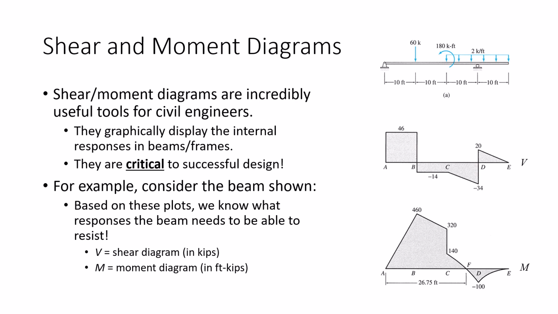The reason they're so important is that they graphically display the internal responses inside of a given beam or a given frame, and you need that in order to design. For example, when we're using sigma equals My over I, the M comes from the moment diagram. If I was designing this beam, I would design it for a moment of maybe 460 foot-kips. I wouldn't know that if I didn't construct the shear and moment diagram. So it's incredibly powerful and useful for design.